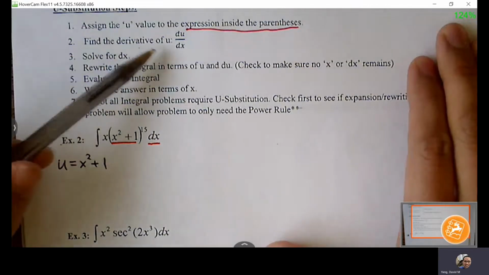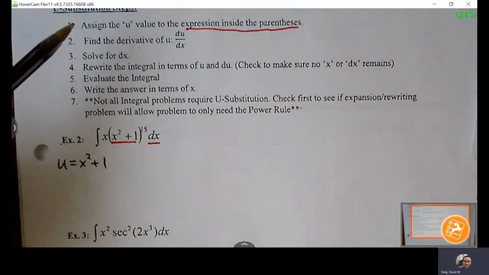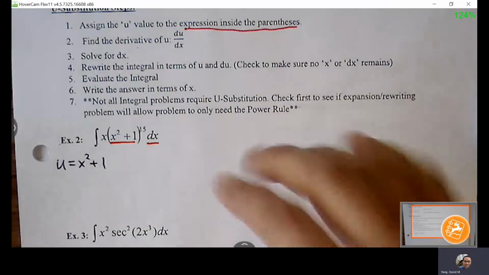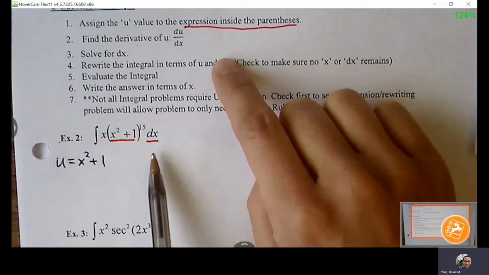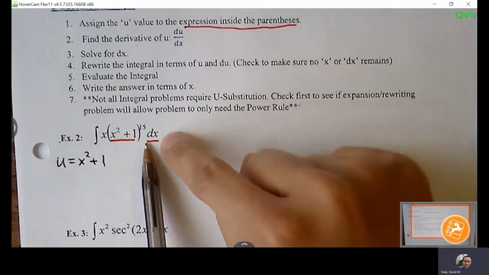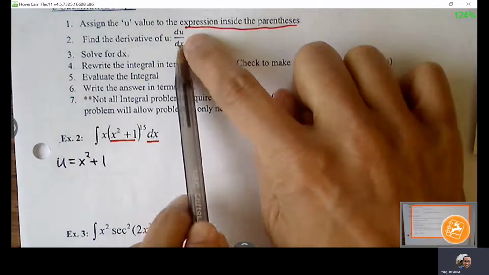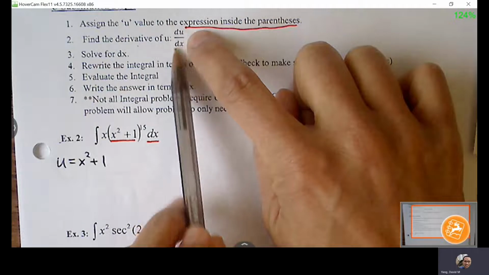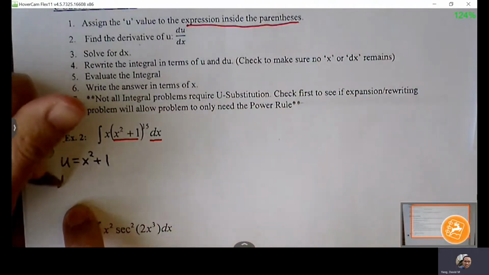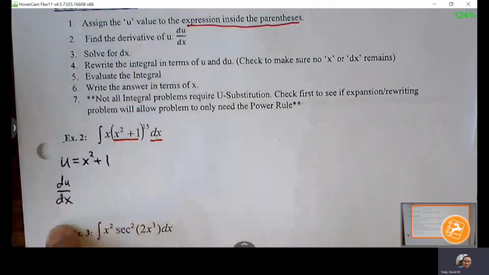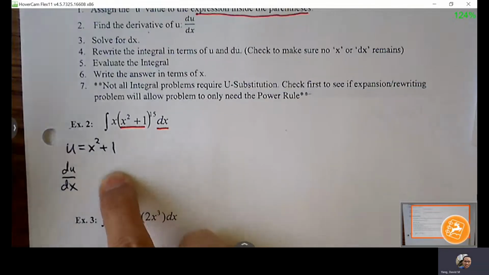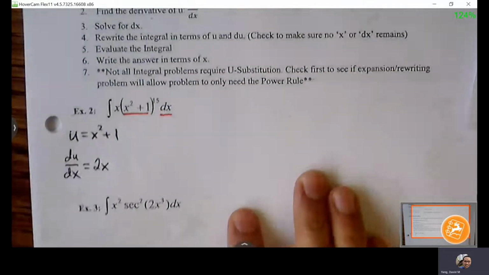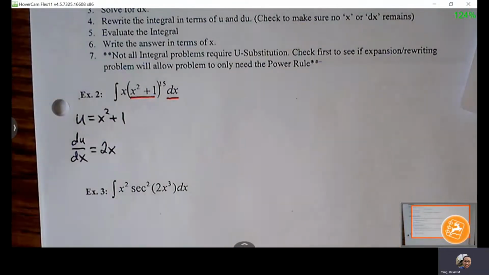Next up, it says find the derivative of u. The derivative is not going to go away. This semester is all about integrals, but the derivative is going to play an important role in our integral process. So we want to get that dx replaced as well. To get dx, we have to find the derivative of u. So du over dx means I want to find the derivative of u with respect to x. What's the derivative of x squared? 2x. What happens to the 1? 0. So du over dx equals 2x.